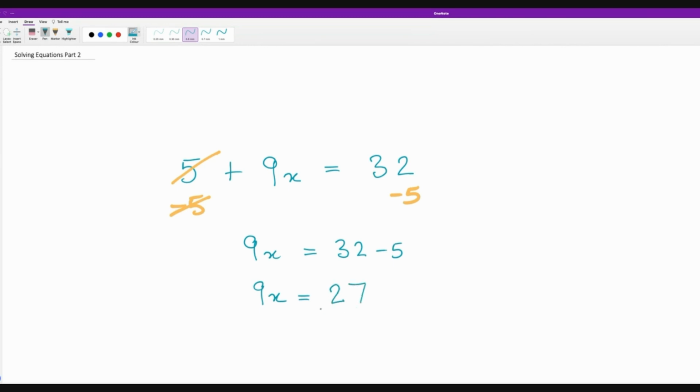Now from here, we can see it's a whole lot more simple to move this 9 over to the other side. We know this is 9 multiplied by x, so in order to move this 9 multiplied by x over to the other side, we divide both sides by 9. That way, the 9 and the 9 will cancel, leaving us with x is equal to 27 over 9, which just simplifies to 3. And that would be our answer.